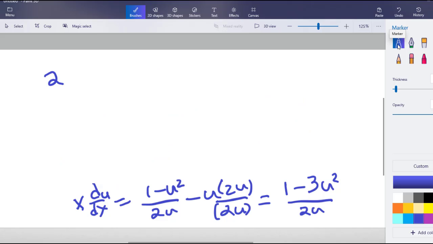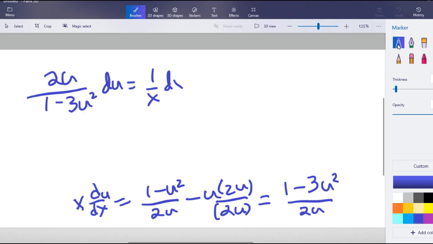Separating the variables, we'll have 2u divided by 1 minus 3u squared du equals 1 over x dx, and then we integrate. The derivative of the denominator on the left-hand side is negative 6u. The numerator is 2u. So I want this to be negative 6. To pay for it, I'll have to put a negative 1/3 out front.